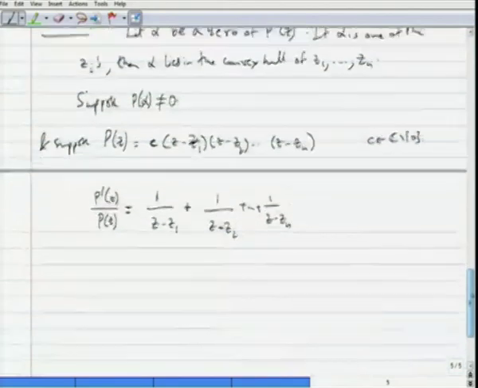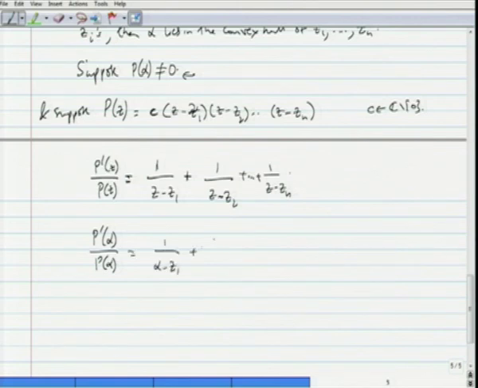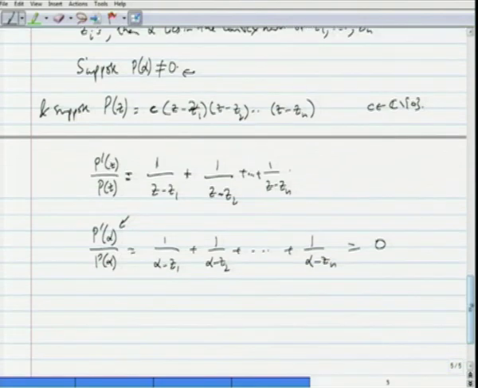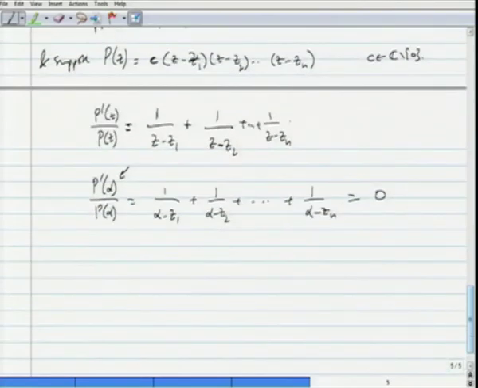Okay. So, then since p of alpha we are assuming is not 0 now, p prime of alpha by p of alpha is equal to 1 by alpha minus z1 plus 1 by alpha minus z2 plus so on until 1 by alpha minus zn, which is equal to 0, because the numerator p prime of alpha is equal to 0, alpha is a 0 of p prime by assumption. So this is equal to 0, and then we will use this particular equation to do the following.